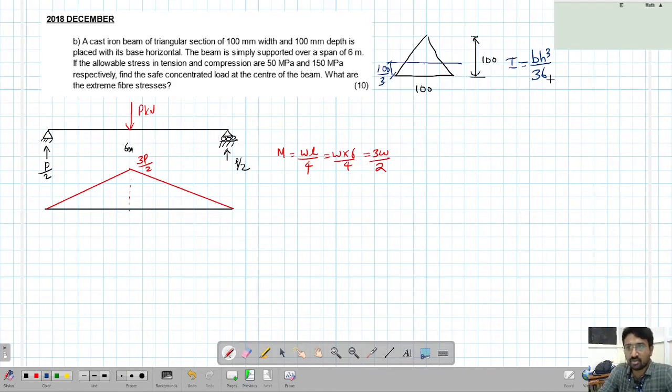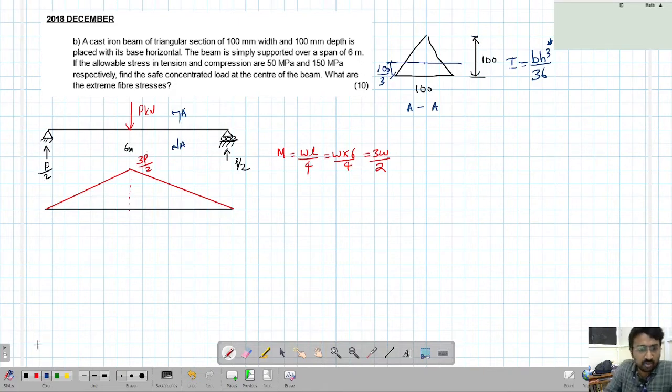So this formula you should remember. If you don't know this formula, then you cannot solve this. Okay, so this much is done. So they are telling base is horizontal. So base is horizontal means if I cut a cross section here, AA will look like this. It is not the other way, not the inverted way.